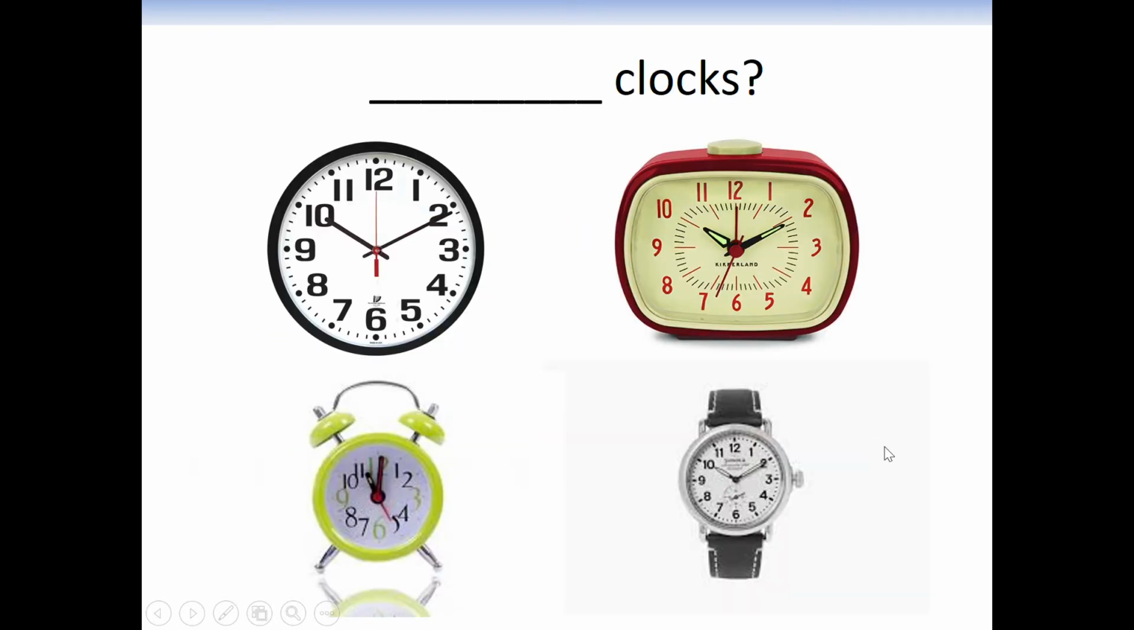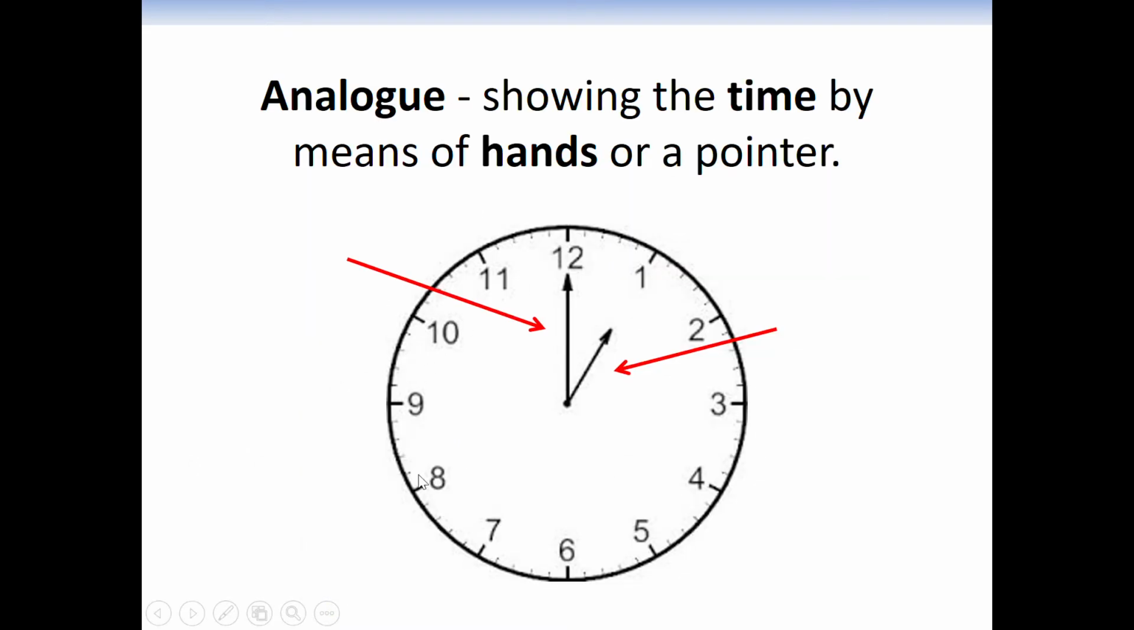Here I have 4 pictures of clocks. Take a moment with your learning buddy now to discuss what type of clocks these are. Now we will take a closer look. That's right, these are analog clocks. They show the time by means of hands or a pointer.